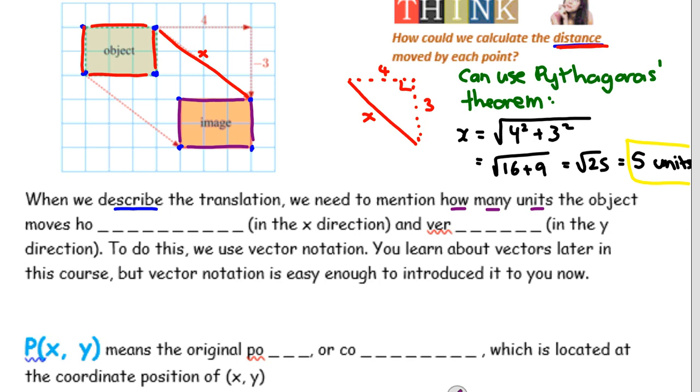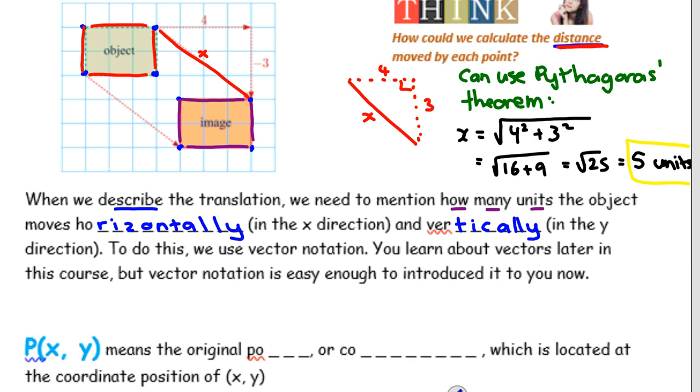Starting with h, when we move in the x direction, which direction are we moving? That's right, we're moving horizontally. So how many units the object moves horizontally in the x direction, and vertically in the y direction? In the above diagram, the object moved positive 4 units in the x direction because it moved to the right, and it moved negative 3 units in the vertical direction because it moved down by 3 units.